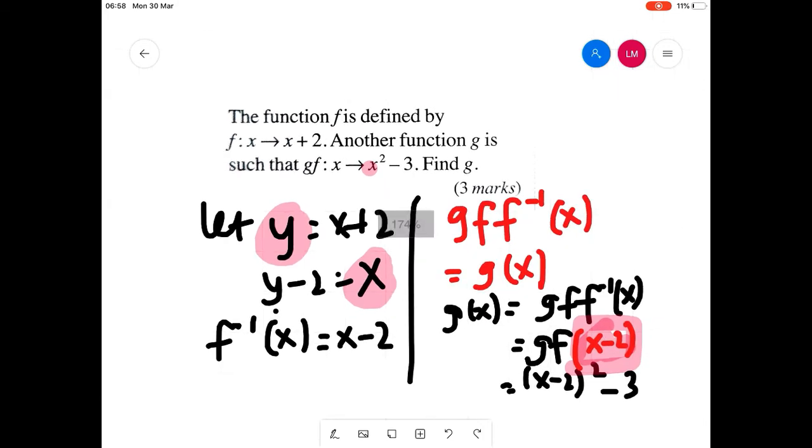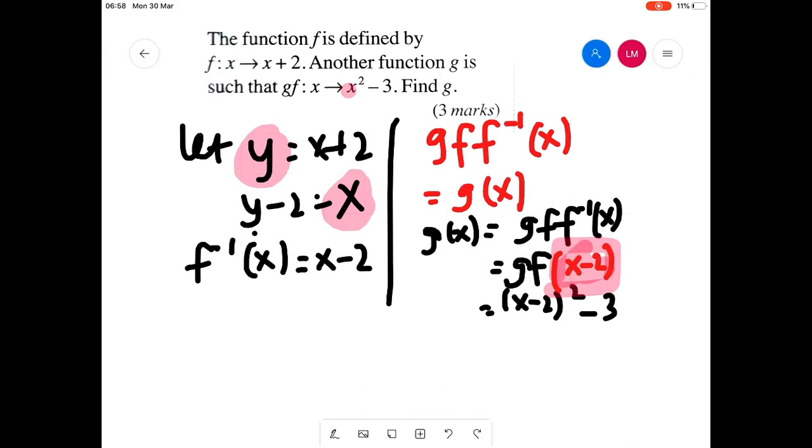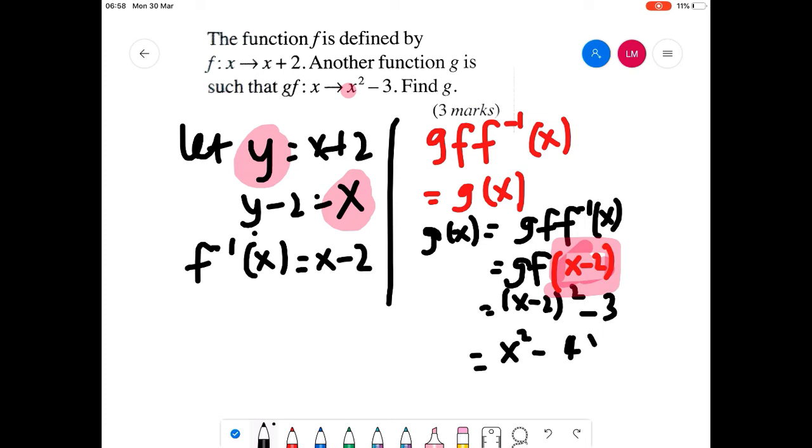Okay, all right, now from here it will be equal to, expand the whole thing, x squared minus 4x plus 4 minus 3. So we are going to have x squared minus 4x plus 1.